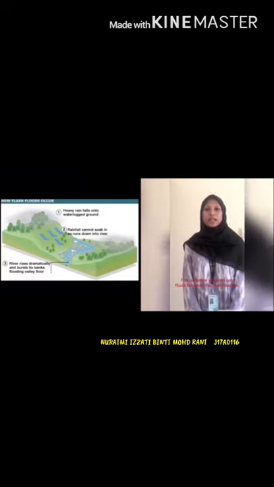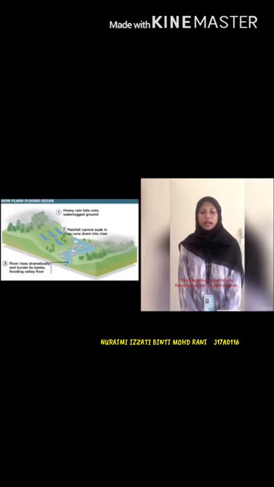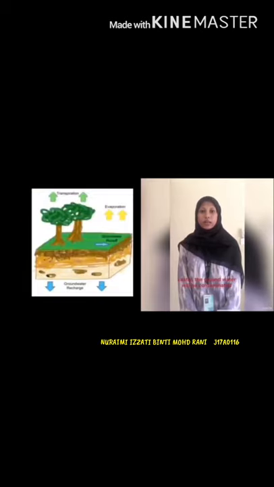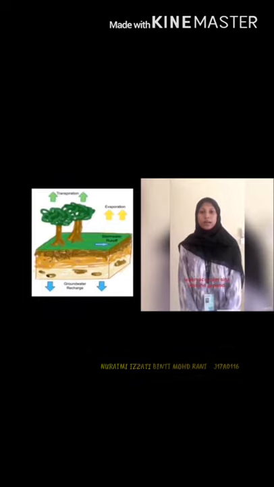The negative impacts are such as flood because of the rain season. Then acid rain. Acid rain may occur when sulfur dioxide and nitrogen oxide release to the air and collide with the water vapor as a rain. Lastly, the groundwater will be contaminated. This is because when the acid rain sinks into the ground.